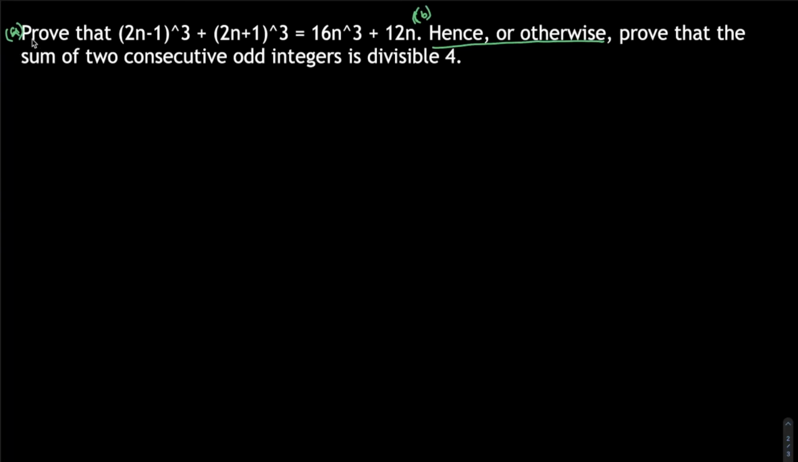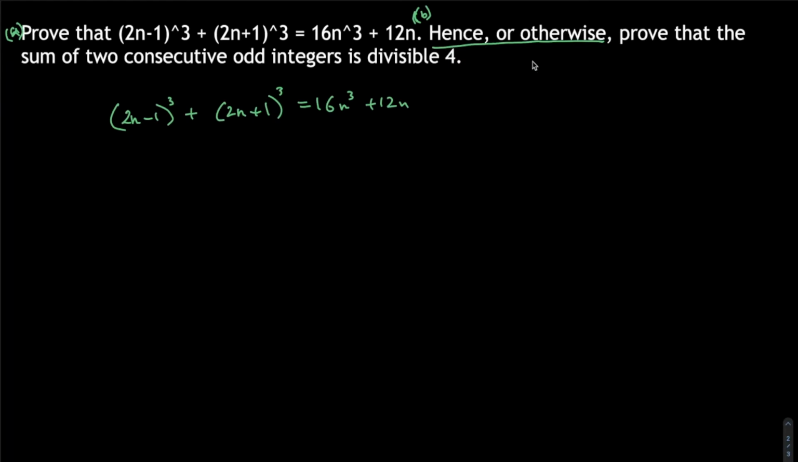So this part obviously we have to show, right? You can clearly see it's LHS is equal to RHS, right? And now if you guys get confused in this notation, I can rewrite it. So (2n minus 1) whole cube plus (2n plus 1) whole cube is equal to 16n cubed plus 12n, right? This is a simple LHS is equal to RHS, which I previously told you, right?